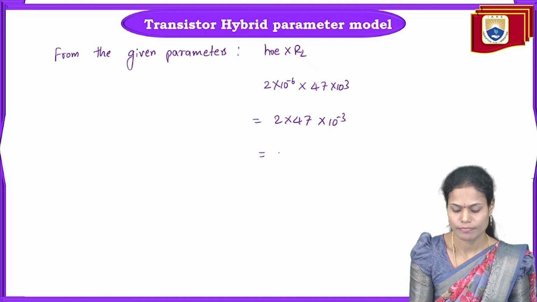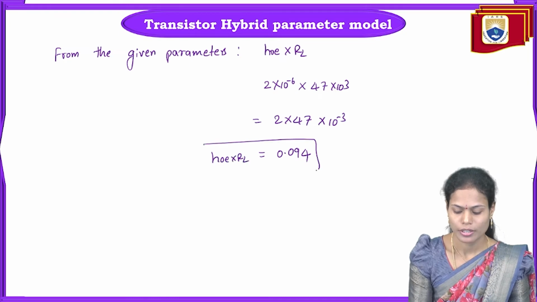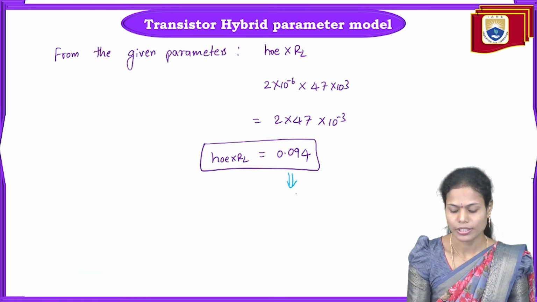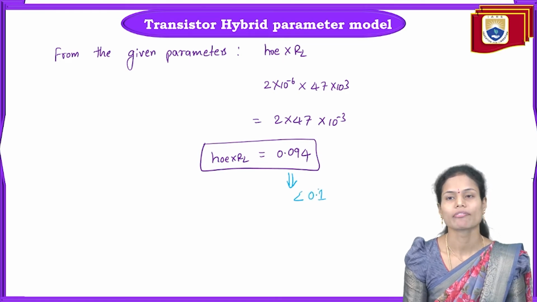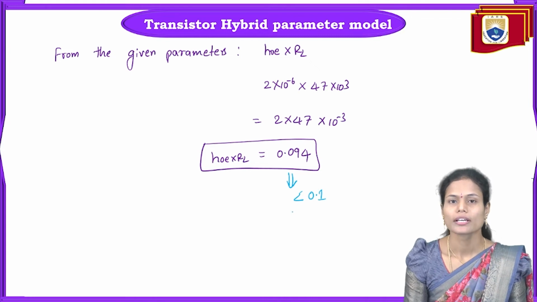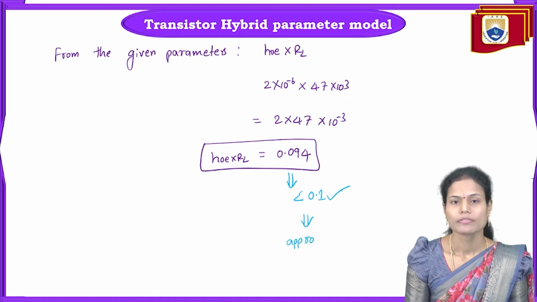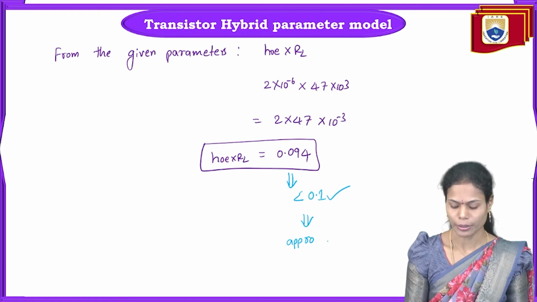So we can write it as 2 into 47 into 10 power minus 3. If we simplify this, it is 0.094. So the value of HOE into RL is 0.094. This particular value is less than 0.1. So we have to analyze this particular circuit by using the approximate analysis. Why? Because this is the condition to go for the approximate analysis: the HOE RL value should be less than 0.1.